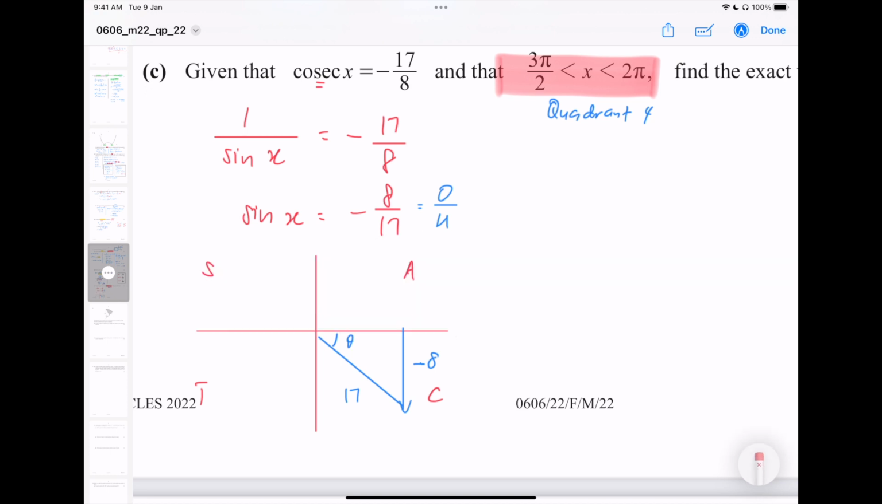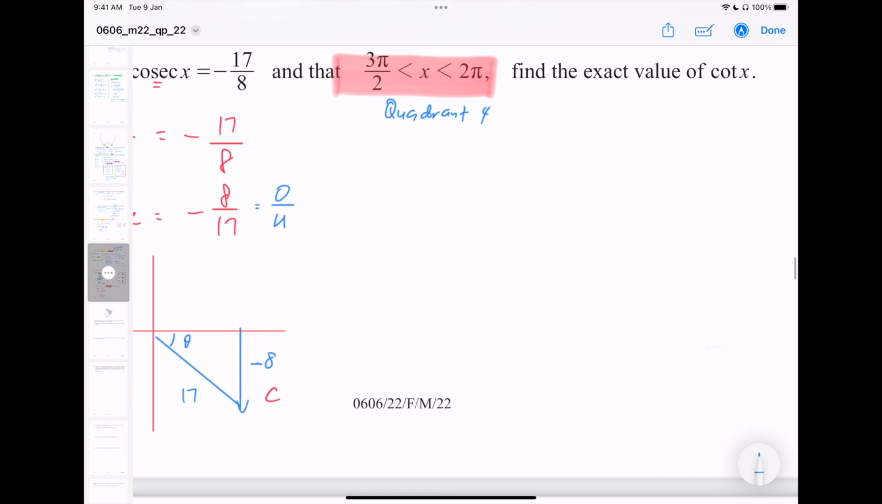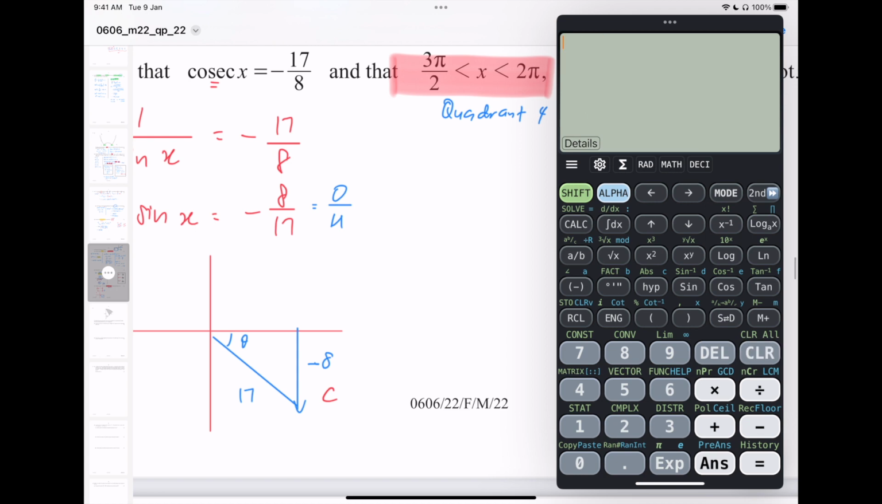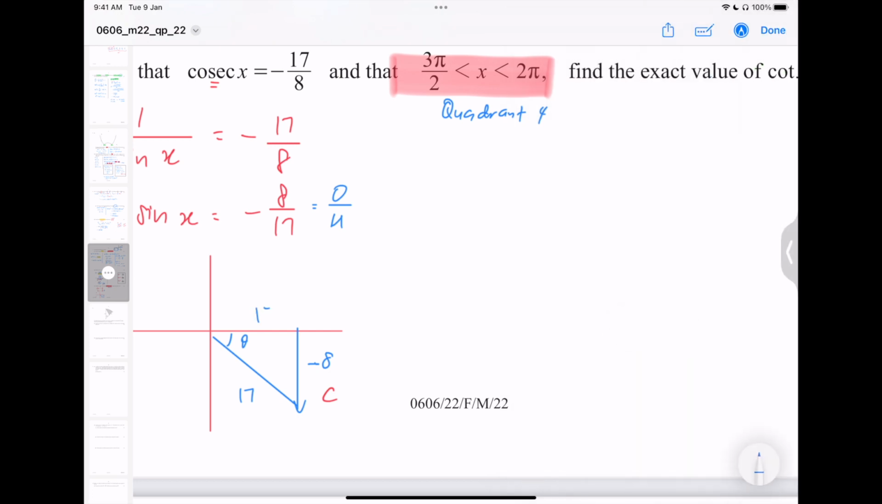Alright, just going to clear that ink. What is the missing length? Let's try and get the missing length. Okay, so calculator. This is just Pythagoras. 17 squared minus 8 squared, you're going to get 225. Square root of that gives you 15. The reason why 15 is positive is because it's moving towards the right where all the positive numbers are.